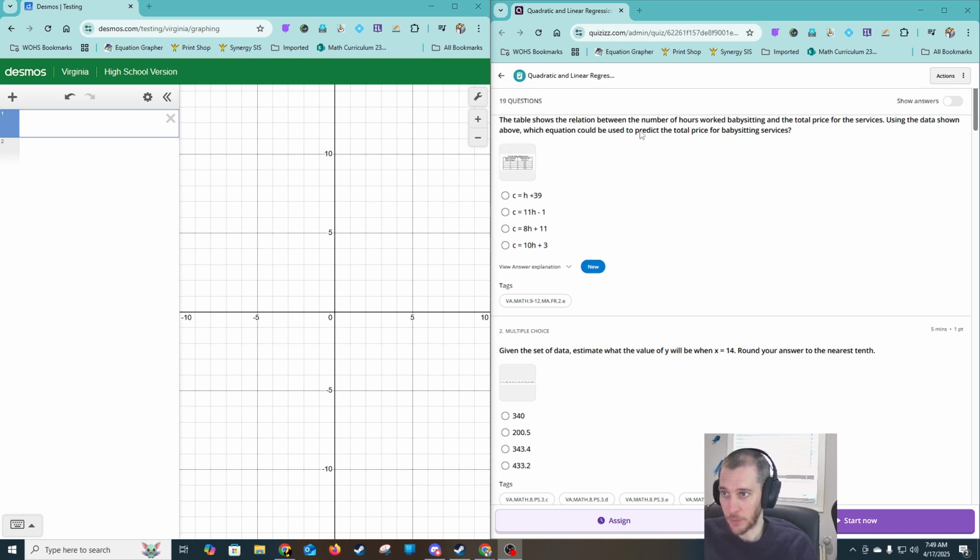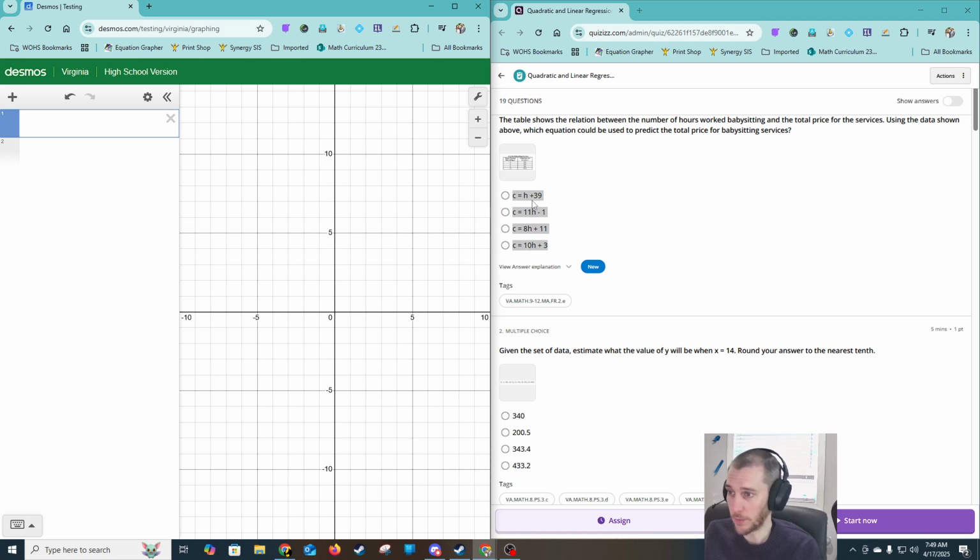It says the table shows a relation between number of hours and total price. And they give us this. So if we notice, all of the answer choices just have a single letter. There's no squared letter. And so this should look like mx plus b, y equals mx plus b, which is a line, which is linear. And so last class we focused all on quadratic, but today we're going to do both.